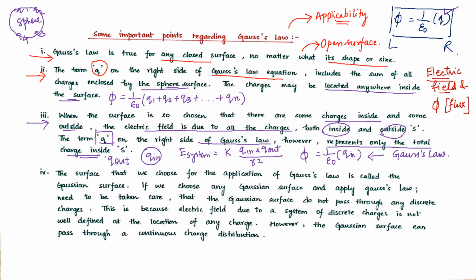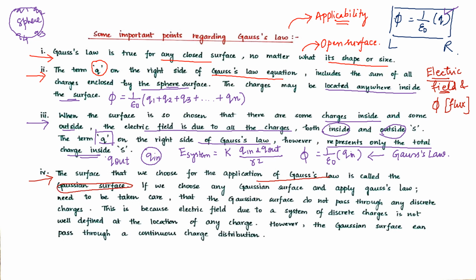Electric field is for any surface or for any point. Electric field is due to all the charges in the surrounding, far charges, near charges, inside the system charges or outside the system charges. But flux is a resultant of only and only the charges which are present inside the closed Gaussian surface. Now coming to the point number 4, the surface that we choose for the application of Gauss's law is called a Gaussian surface.